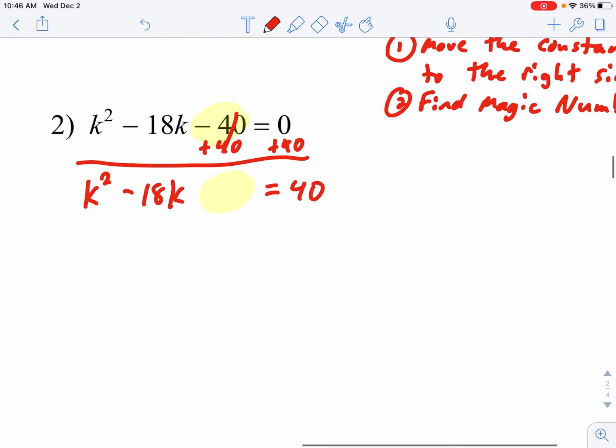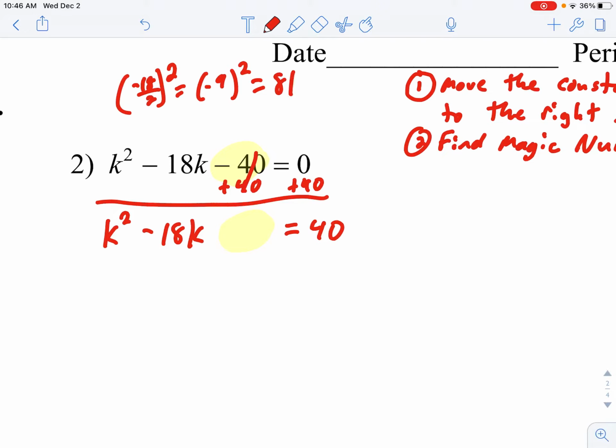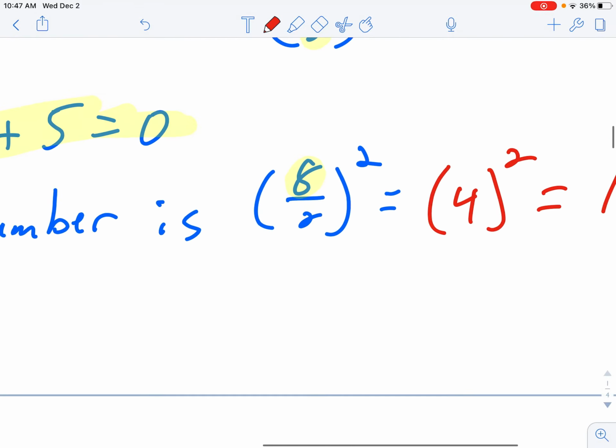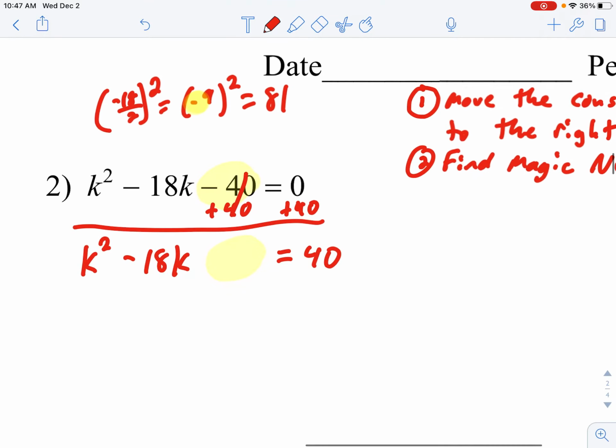So the magic number here in this particular problem, I'll do it up here, is negative 18 divided by 2 squared. Well, negative 18 divided by 2 is negative 9, and negative 9 squared is positive 81. In fact, your magic number is always positive, because when you square a negative, it turns positive, or if it was positive in the first place, it would stay positive. So I'm going to write that down: magic number, note, always positive.